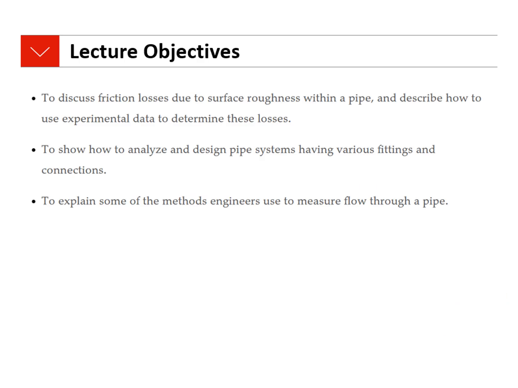So our lecture objectives for this chapter are to discuss the friction losses due to surface roughness within a pipe and describe how to use experimental data to determine these losses. We'll try to analyze and design pipe systems having various fittings and connections, and we'll explain some of the methods engineers use to measure flow through a pipe.